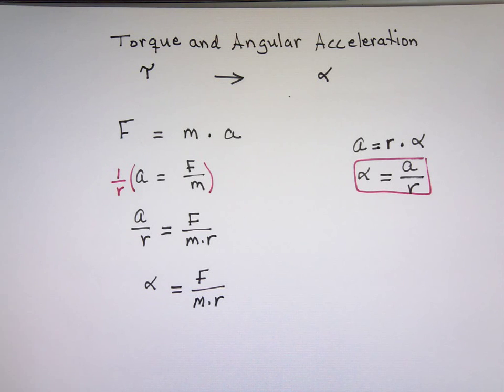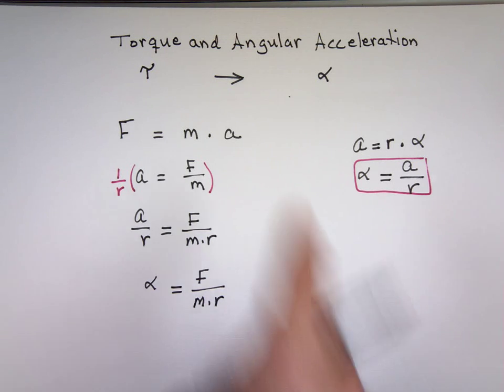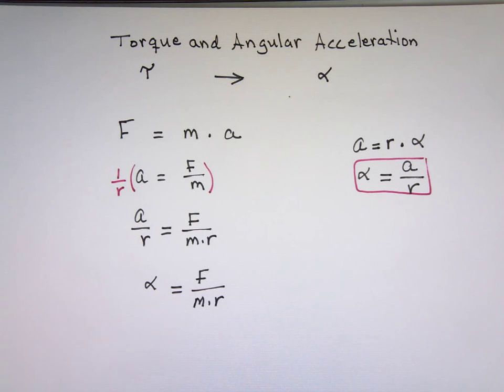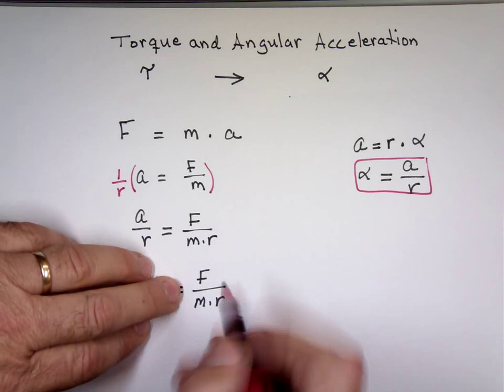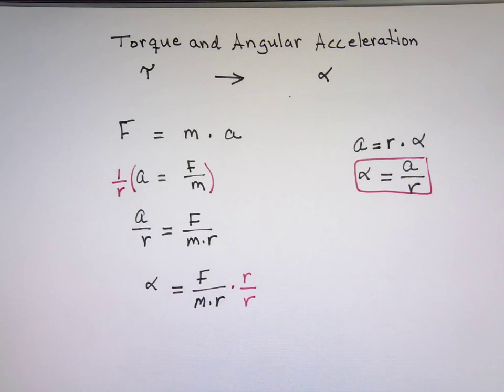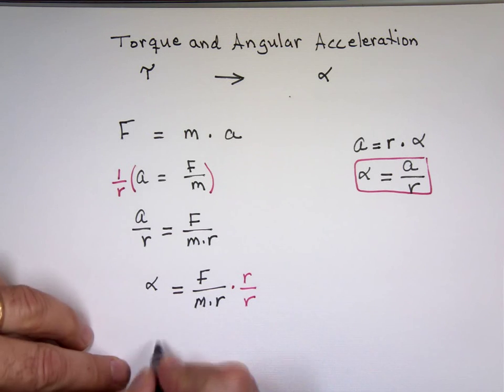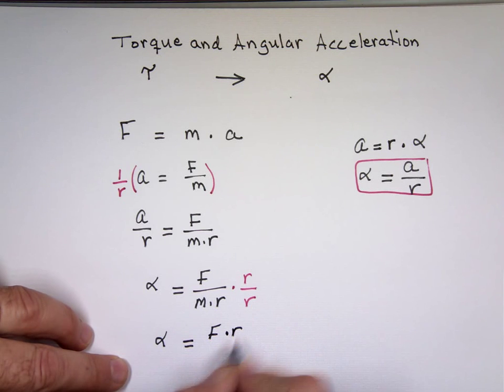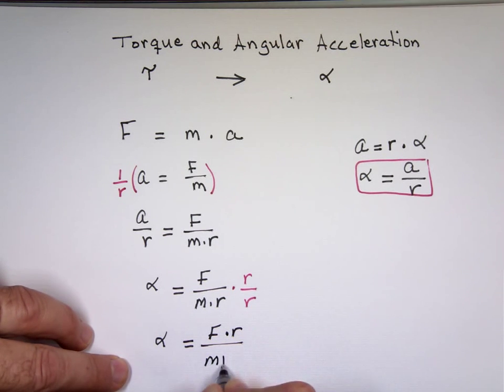Remember my goal, I'm trying to find a relationship between the angular acceleration and the torque. I don't have torque. Torque is F times r here. That's what torque is, right? So what about if I take the right side? This is a fraction. What will happen if I multiply the top by r and the bottom by r? I will have alpha equals F times r over m r squared.